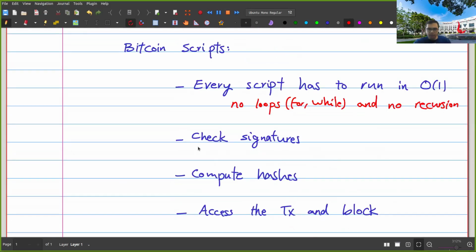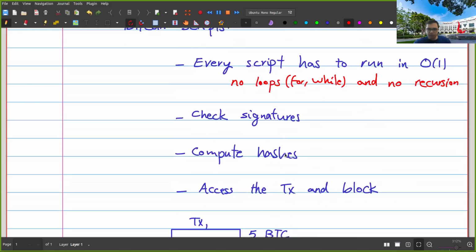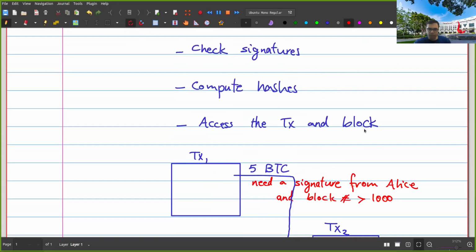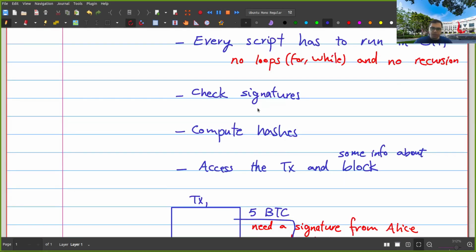Okay. So these are some examples of things that you can do. But here I said that we can check signatures and we can also access the transaction and some information about the block. You cannot read the entire block, but you can access some information about it. So for example, you can access the block number. Now, the other thing that is interesting is that you can check signatures on different things.